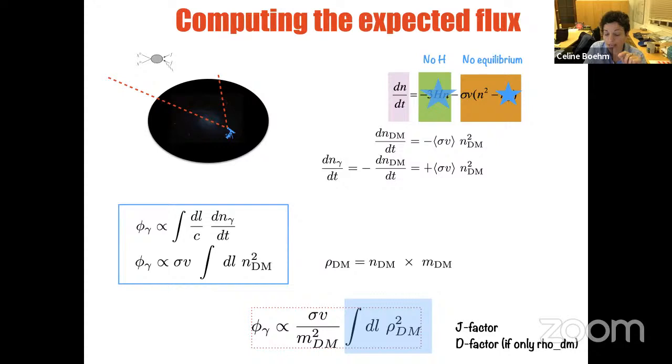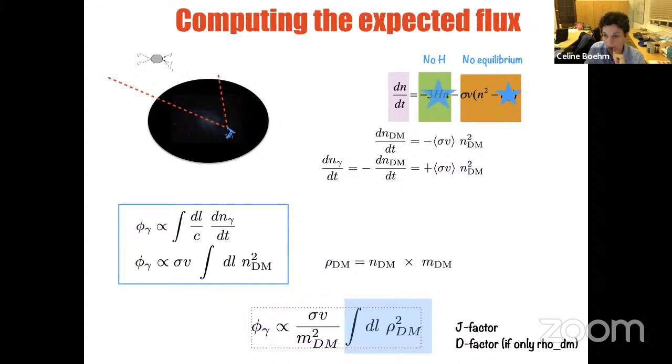Now, the term in the blue box, which is the integral over the line of sight of the density squared, is called the J factor. And in fact, Pierre Ouliot was one of the first to compute those factors. If you have the same integral, but over the line of sight of only the dark matter density, power one, not two, so you have a decay, for example, then it's called the D factor, like decay. But as I wrote it, it's a J factor.